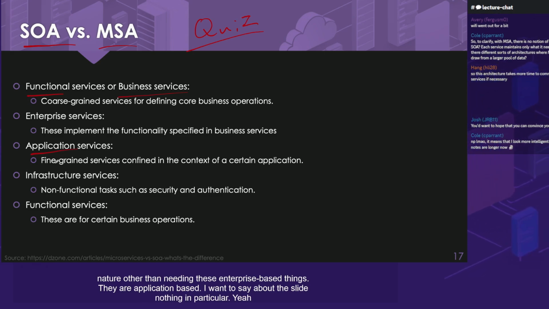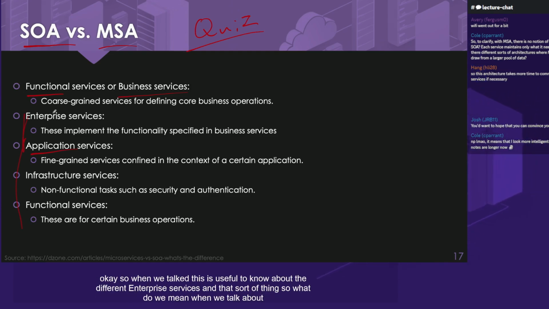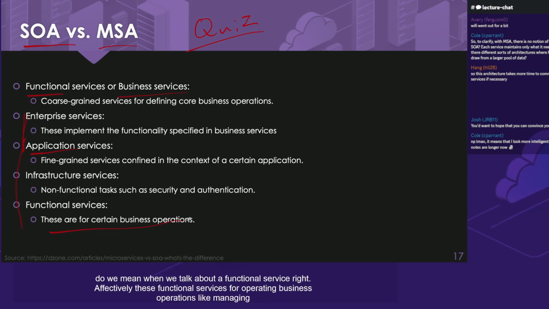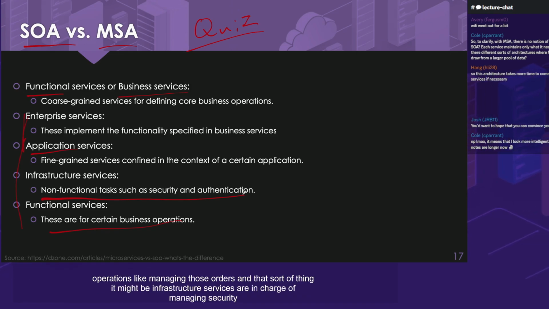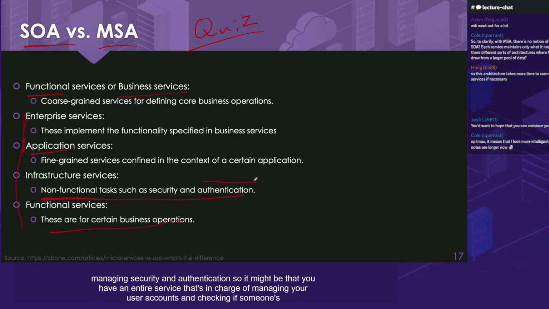Okay. So this is useful to know about these different enterprise services and that sort of thing. So what do we mean when we talk about a functional service? Effectively, these functional services are for operating business operations, like managing those orders and that sort of thing. It might be infrastructure services are in charge of managing security and authentication. So it might be that you have an entire service that's in charge of managing your user accounts and checking if someone's authenticated or not.